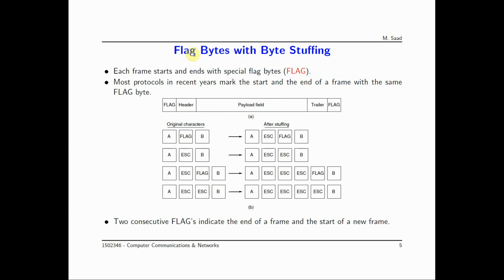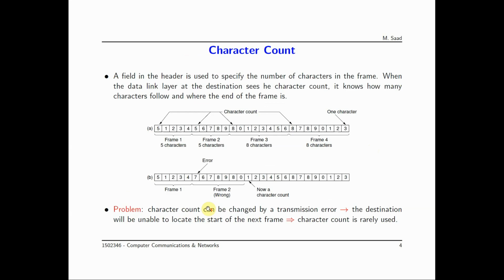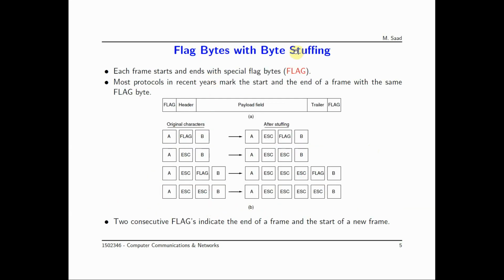So the second technique that we would like to talk about here, this is the summary of the framing methods, is flag bytes with byte stuffing. What you see here, starting from the header and then the payload ending with the trailer, this is our frame. This is our actual frame that the sender needs to send to some receiving machine. Now, how does the sender send this frame according to this method, flag bytes with byte stuffing?